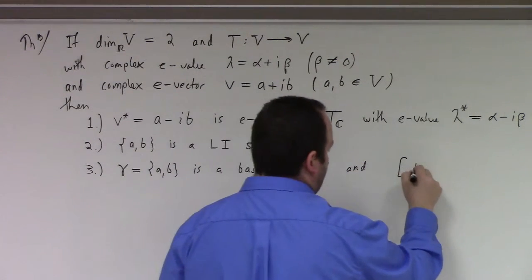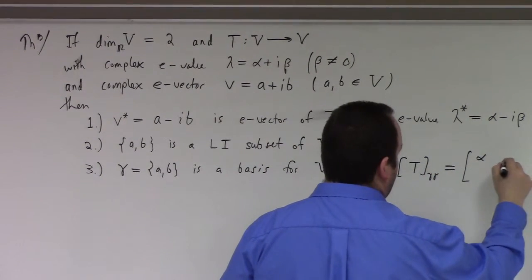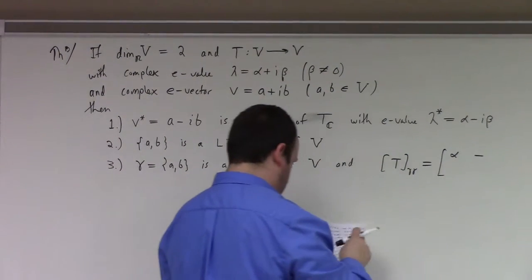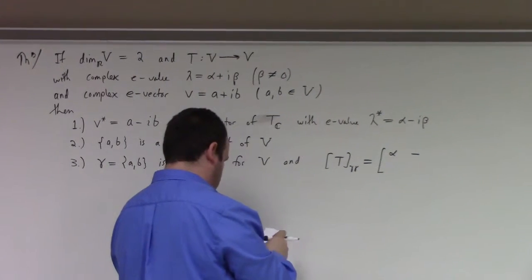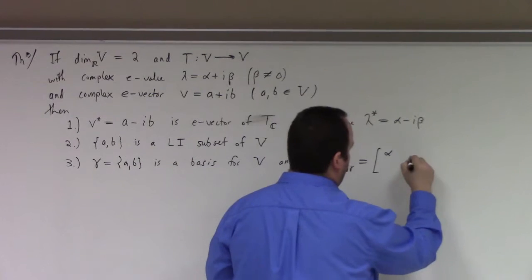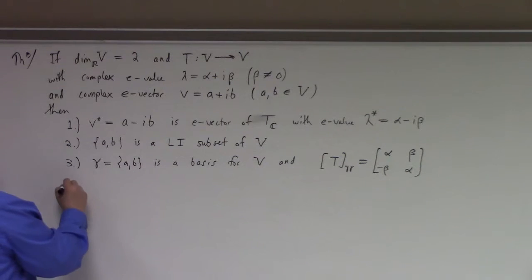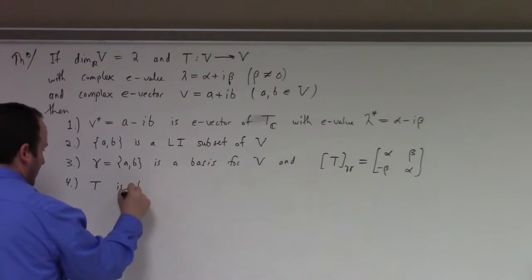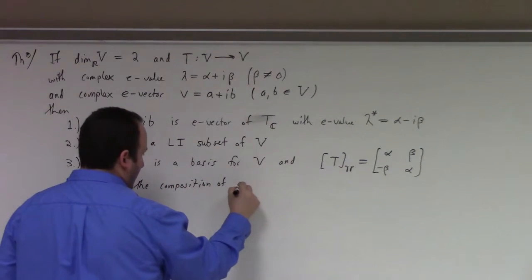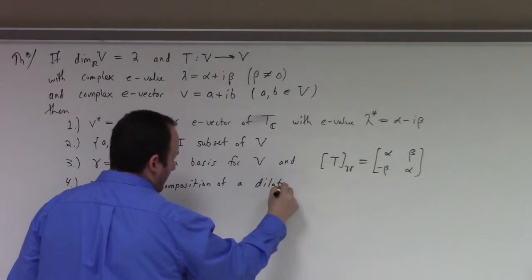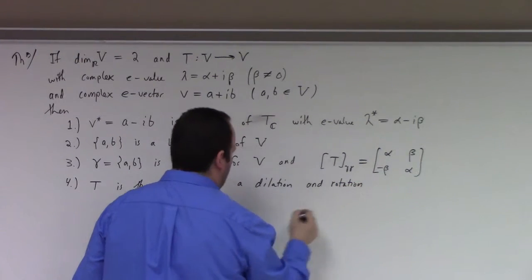And the matrix of T with respect to this gamma basis has the following form: alpha, beta, minus beta, alpha. Four, T is the composition of a dilation and rotation, and possibly an inversion.